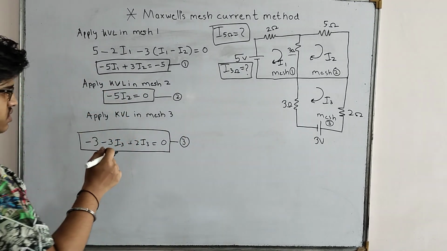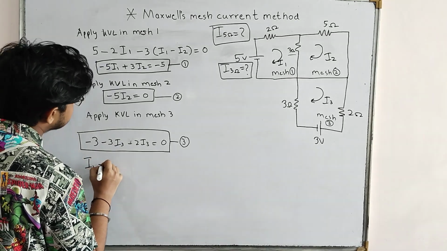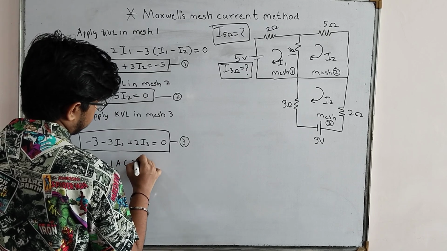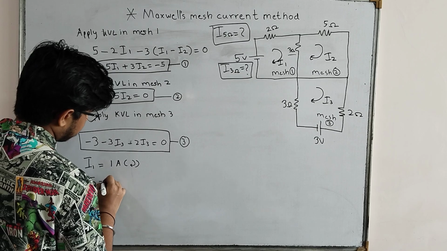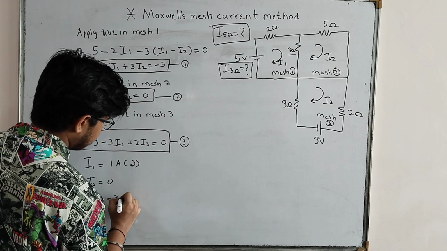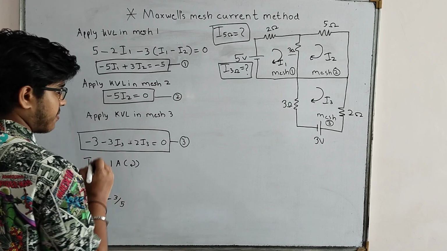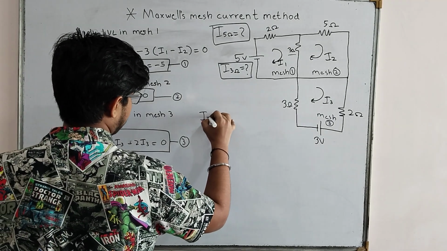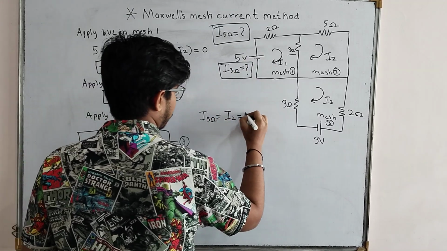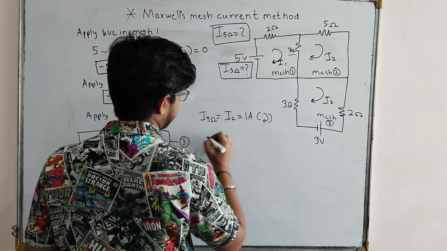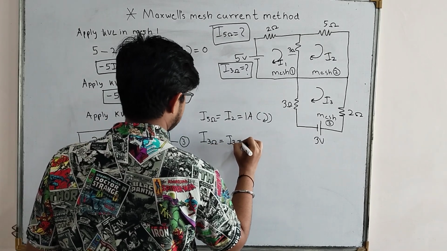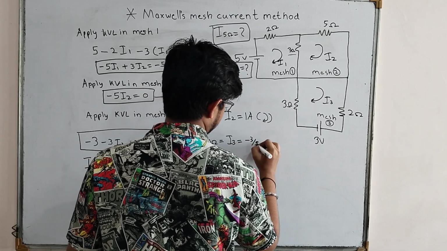On solving all three equations, finally we get the result: I1 is equal to 1 amp flowing in clockwise direction, I2 is equal to 0, and I3 is equal to minus 3 upon 5. So our question: the current through the 5 ohm resistance will be equal to I1, which is 1 amp flowing in clockwise direction, and the current through 3 ohm is equal to I3, which is equal to minus 3 upon 5 amp.